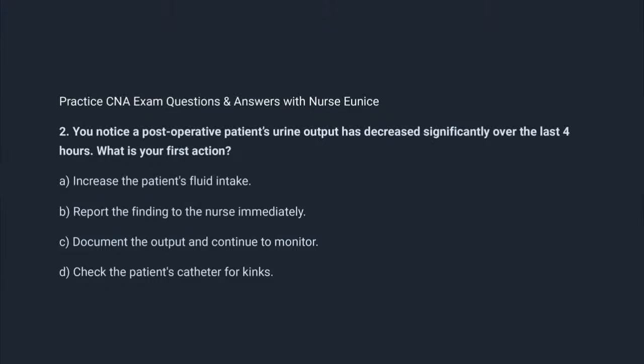Question number two, you notice a post-operative patient's urine output has decreased significantly over the last 4 hours. What is your first action? A, increase the patient's fluid intake. B, report the finding to the nurse immediately. C, document the output and continue to monitor. D, check the patient's catheter for kinks.